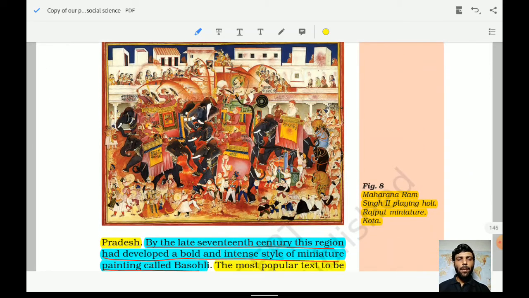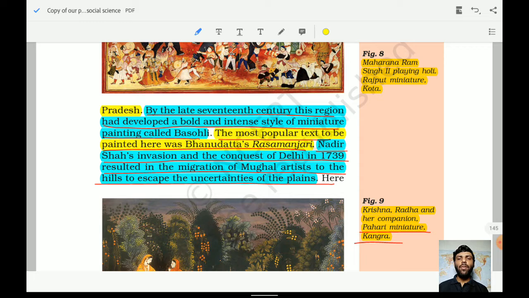Remember this. Here a beautiful miniature painting has been depicted, where Maharana Ram Singh II is playing Holi. This is a Rajput miniature of Kota. Okay, so let us move ahead. So remember this Basohli School of Art, where does it belong to? It belongs to Himachal Pradesh. Okay, so the most popular text to be painted there was Bhanu Datta's Rasamanjari. So two important details we have come across: first, the Basohli School of Art belongs to Himachal Pradesh; second, the popular text which was painted was Bhanu Datta's Rasamanjari.